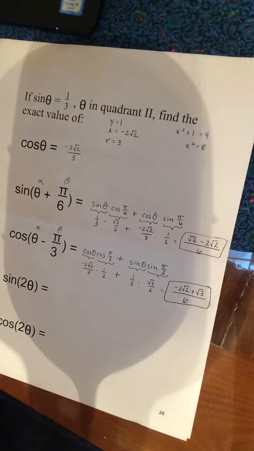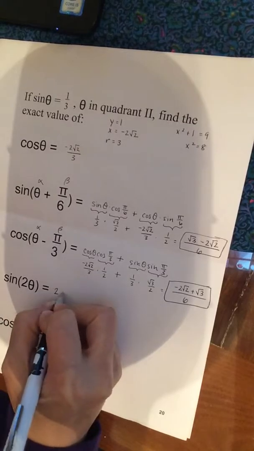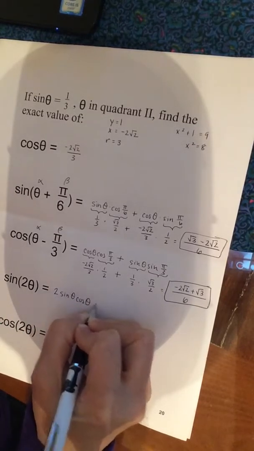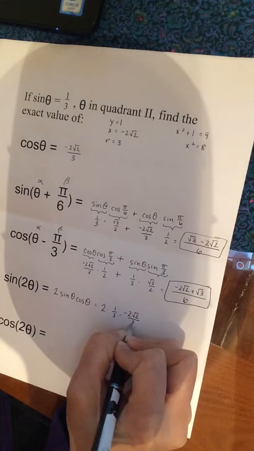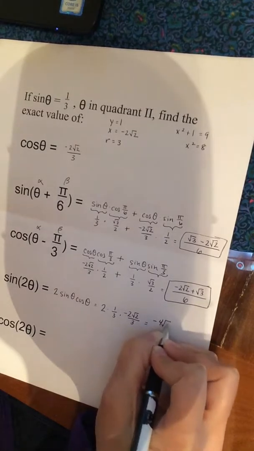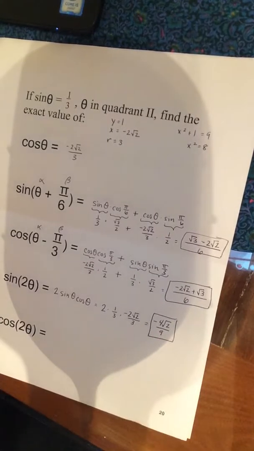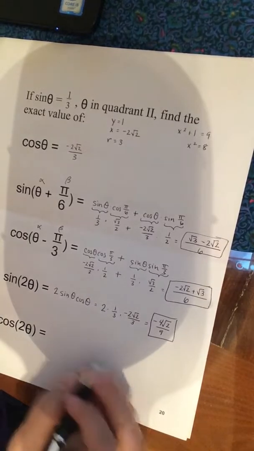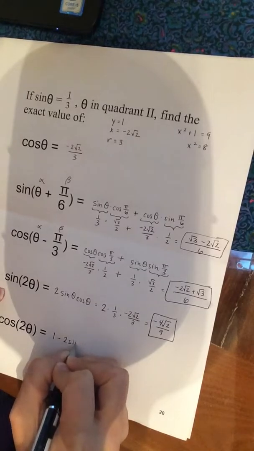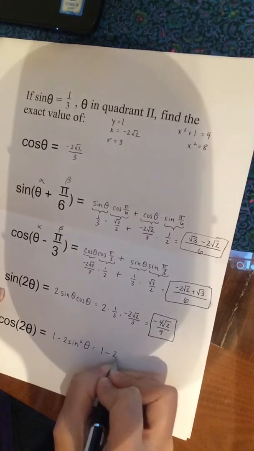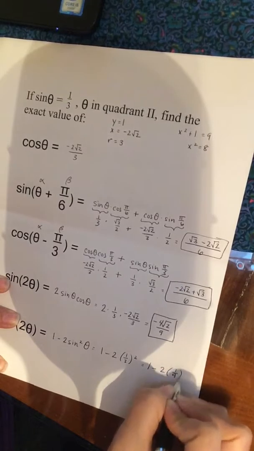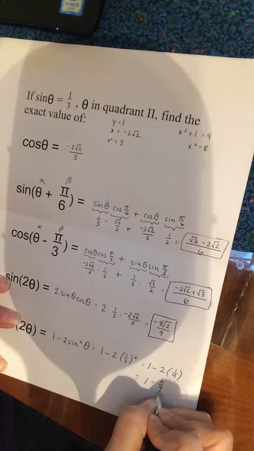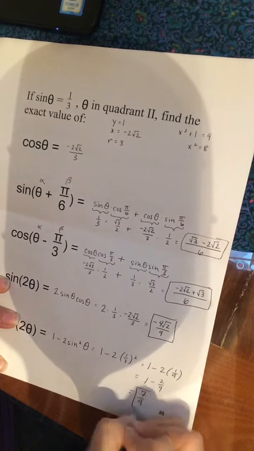Okay, now for sine of 2 theta, we use our formula, which is 2 sine of theta cosine of theta. So that's going to be 2 times 1/3 times -2 square root of 2 over 3, which would make -4 square root of 2 over 9. Can't reduce it, so we're done. And then cosine of 2 theta, I'm going to choose to use the 1 minus 2 sine squared of theta. So this is going to look like 1 minus 2 times 1/3 squared. So I have 1 minus 2 times 1 over 9, which becomes 1 minus 2 over 9, which would be 7 over 9. Done.